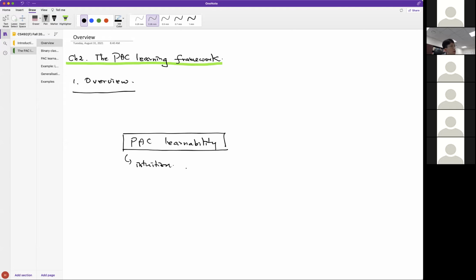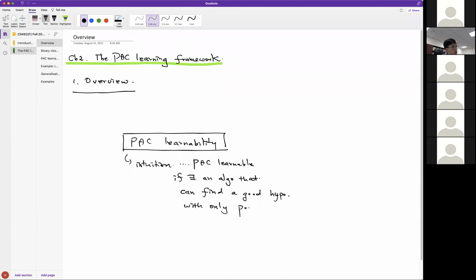So this intuition: a certain learning problem is PAC learnable if there is an algorithm that can learn, or that can find, a good hypothesis. A hypothesis can be a function or some set and so on. You can find a good hypothesis with only polynomially many samples.